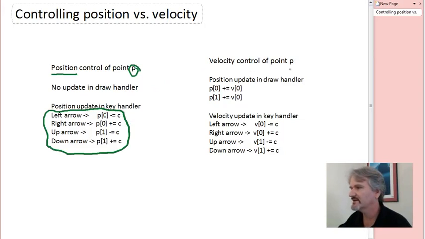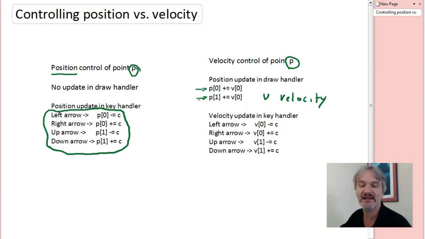The critical thing here is, again, we have P. That's the center of the ball. But we also have V here. What's V going to be? V is the velocity. It's going to be how fast the circle is actually moving. So we're going to use an update that's exactly like what we saw in the ball physics example.